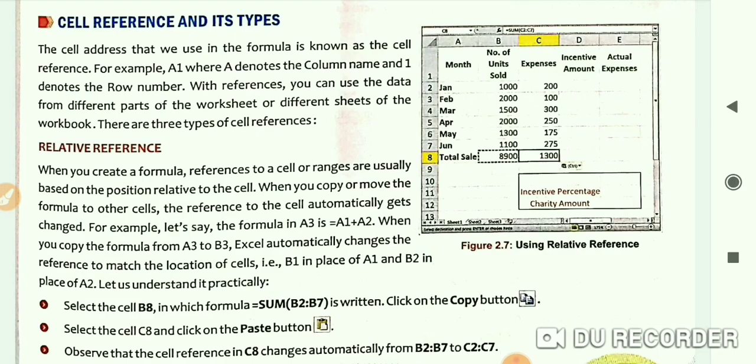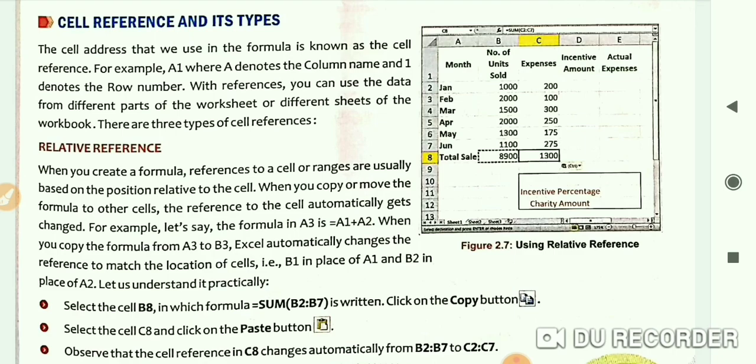In the previous lesson, I explained formulas in Excel: creating a basic formula, using compound formulas, and using formulas on text and cell ranges. Today I am going to explain cell references and their types. The cell address that we use in a formula is known as the cell reference. For example, A1, where A denotes the column name and 1 denotes the row number. With references, you can use the data from different parts of the worksheet or different sheets of the workbook.